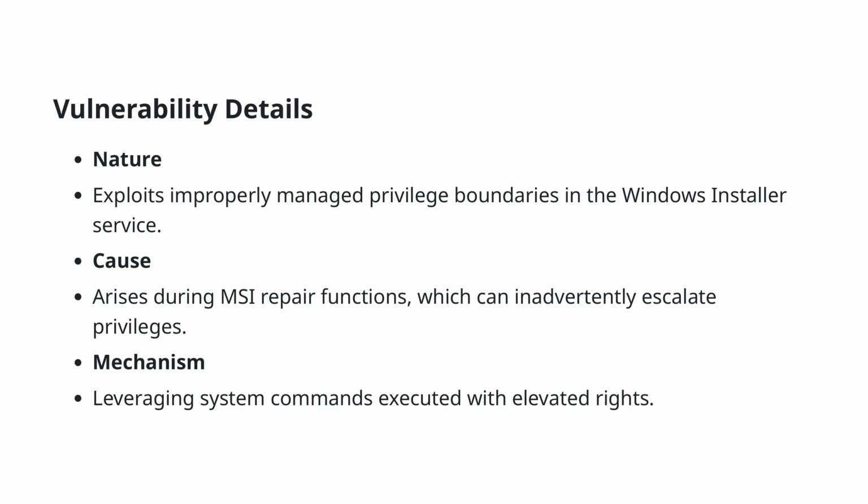This slide covers the nature, cause, and mechanism of the identified vulnerability in Windows systems related to the Windows installer service. The vulnerability arises from improperly managed privilege boundaries, specifically during MSI repair functions. This can inadvertently lead to an escalation of privileges. The mechanism behind this vulnerability involves executing system commands with elevated rights, potentially allowing for unauthorized administrative actions on the system. Understanding these details is necessary to comprehend the extent and potential impact of the vulnerability for the affected operating systems.